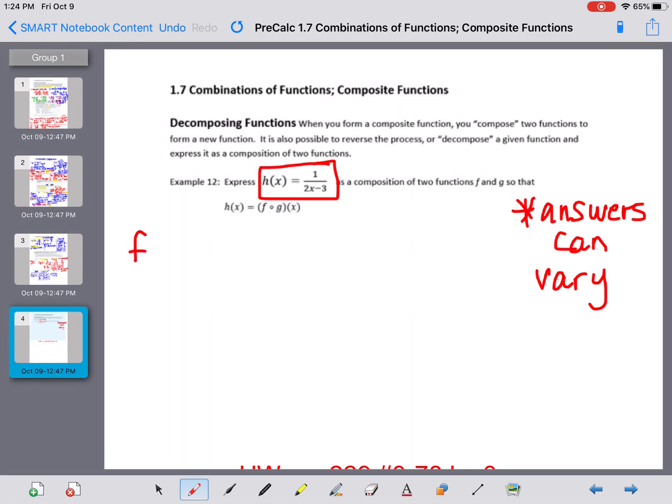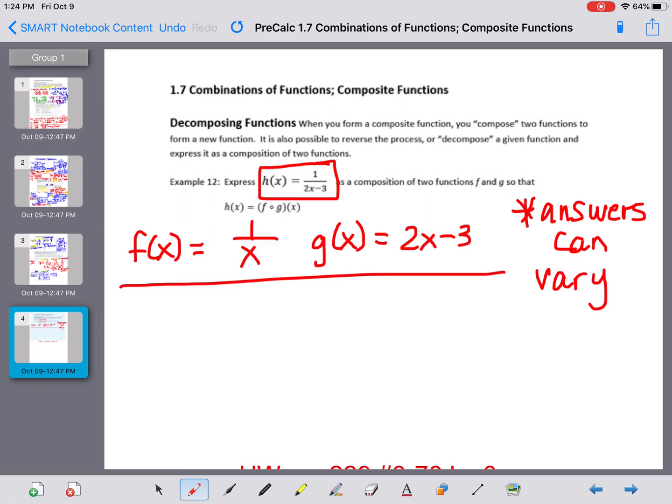Well, let's just keep this honest. Maybe I have something in the denominator, so I'm going to call my f of x 1 over x, so that gives me a denominator. So if that's the case, my g of x that I had to plug into that denominator, I need it to equal 2x minus 3, okay? So I could call my g of x 2x minus 3. When I plug it in for x into f of x, I get 1 over 2x minus 3. That's one way to look at it, okay? So that would be an answer.